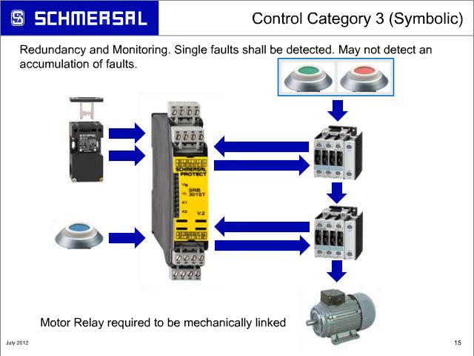So you have redundancy and monitoring. The goal is the redundancy. If one path or one component were to fail, you can detect that and prevent your machine from running and turning it into a single channel type of system.